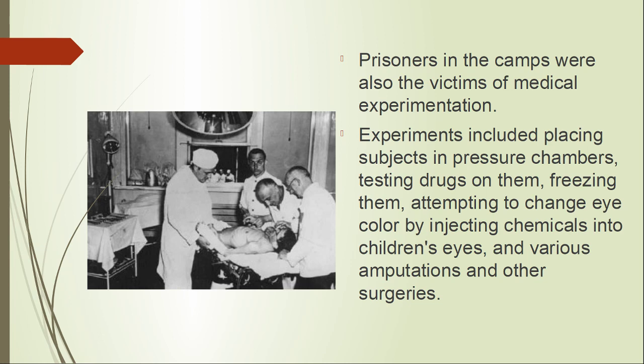Things like putting people in pressure chambers where you could severely raise or lower the pressure, which is a very, very painful way to die. It's basically the air crushing you to death if the pressure is raised and you kind of being pulled apart if the pressure is lowered. They tested all kinds of different drugs on them, combinations of drugs. They did things like injecting chemicals into children's eyes to try to change their eye color, or just injecting different things into different people. Like they would inject acid into the bloodstream to see what happened, or try to inject air into the bloodstream to see what happened.